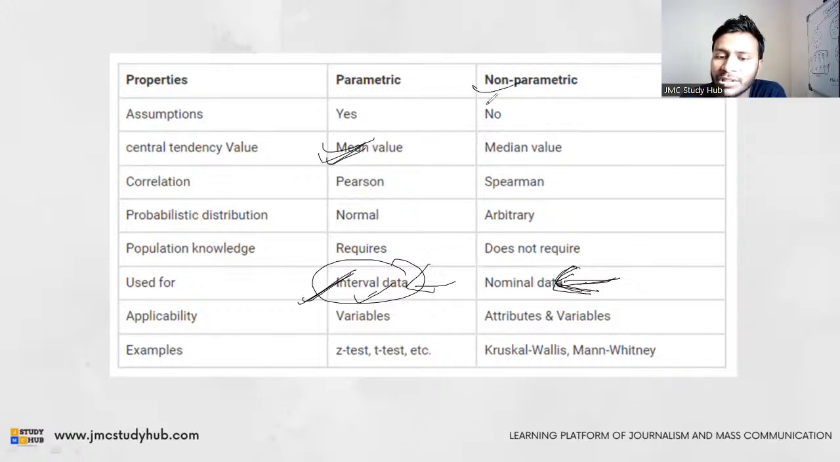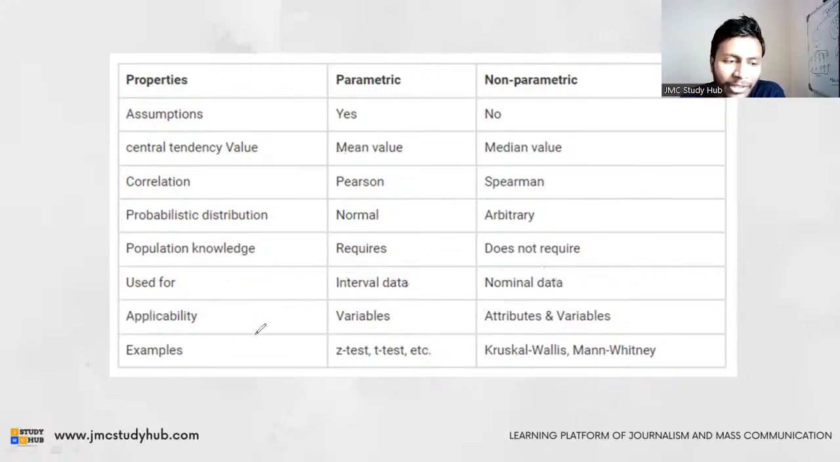Okay, where we use in the non-parametric, that is nominal data, right? So scales are there. Interval scales would be used in the parametric, and the nominal scale would be used in non-parametric. Okay, applicability की बात करें, so variables in the parametric, whereas attributes and variables both in the non-parametric, right? Examples we had discussed: ANOVA, Z-test, T-test, ये सारी चीजें parametric में आएगी, whereas the critical values and the Mann-Whitney, all this comes under the non-parametric. Okay, it is all clear.